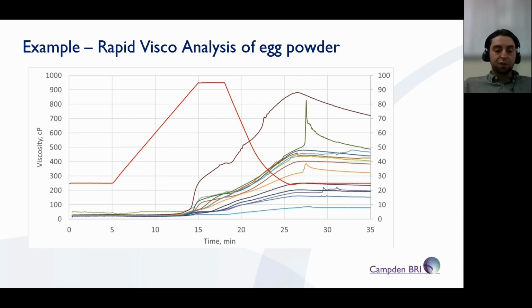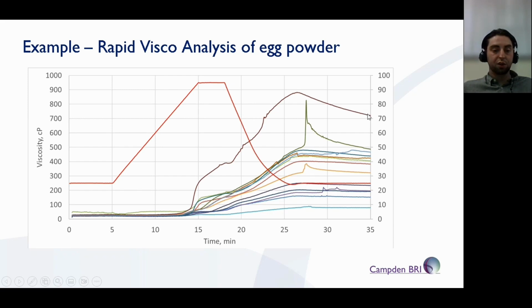Now, those of you who have not seen an RVA trace before, you have viscosity along the y-axis and time across the x-axis. The temperature profile that we specifically used for this one is shown in red, and the y-axis on the right-hand side. But what we're looking at is, as we heat it up, how does the viscosity change? Now, these egg powders were all put in exactly the same solids to water ratio, sample to water ratio, and this is the variation that we got.